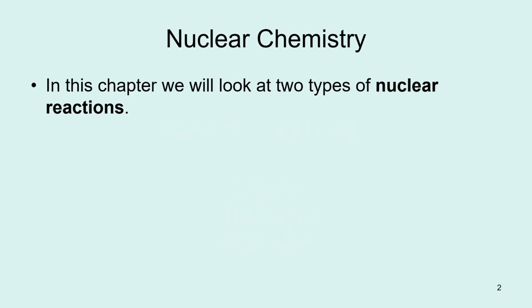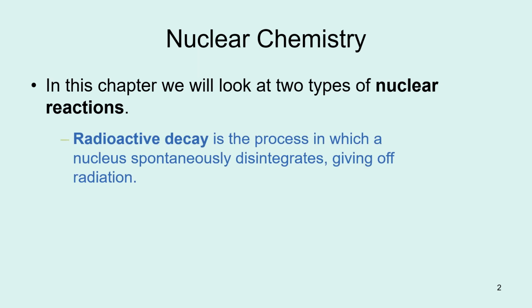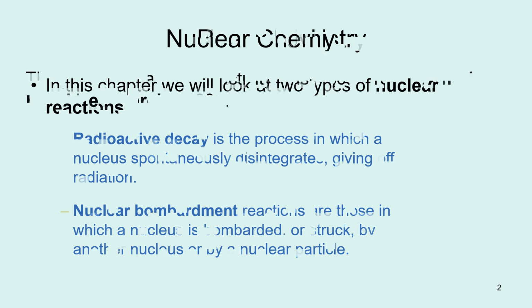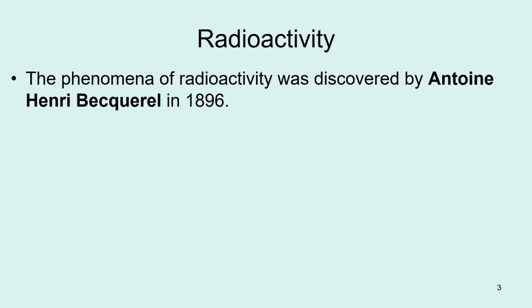So we're going to look at two types of nuclear reactions. The first is radioactive decay. That's the process where a nucleus will spontaneously disintegrate, and when it does, it gives off radiation. And then the other kind is nuclear bombardment, where a nucleus is bombarded or struck by another nucleus, and different things can happen. They can either combine or they can recreate something else. So anyway, decay or bombardment. We're going to start with decay mostly. That'll probably be most of the chapter.